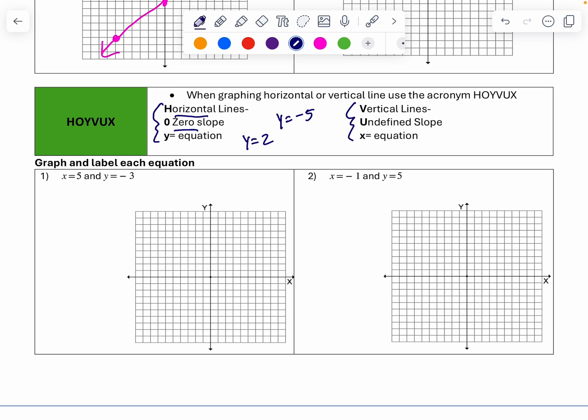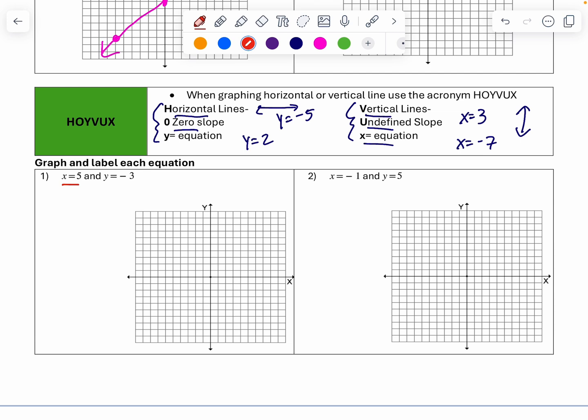The Vux part of Hooy-Vux is a vertical line. Vertical lines go this direction. Horizontal lines go this direction. Vertical lines have an undefined slope and they have an x equals equation. So that would be like x equals 3 or x equals -7. So if you ever have x equals a number, that's going to be a vertical line. So it might help to have 2 different colors, or you can just label. But here we have x equals 5.